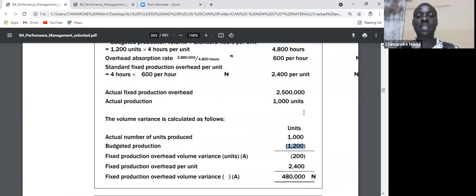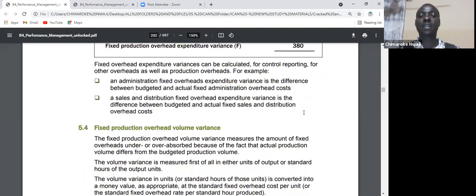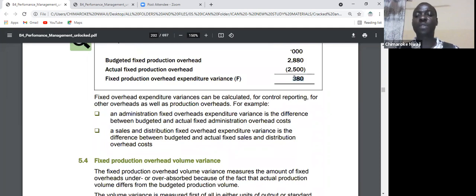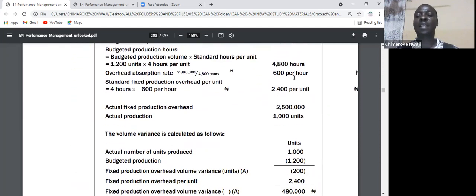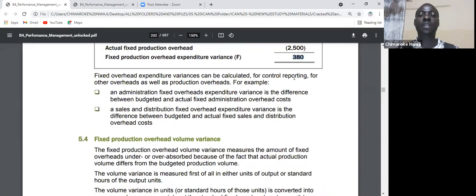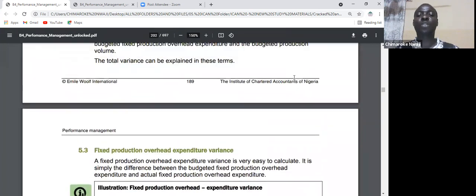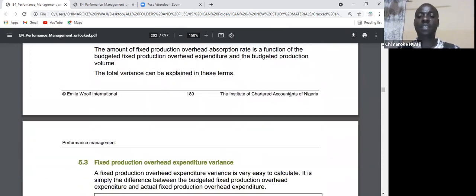Now if you look at it clearly, we have 380 favorable and 480 adverse. If you add them together, 380 minus 480 will give you an adverse of 100,000. And if you look at the total fixed production overhead variance, it's an adverse of 100. So you categorize it that the expenditure variance is favorable while the volume variance is adverse.